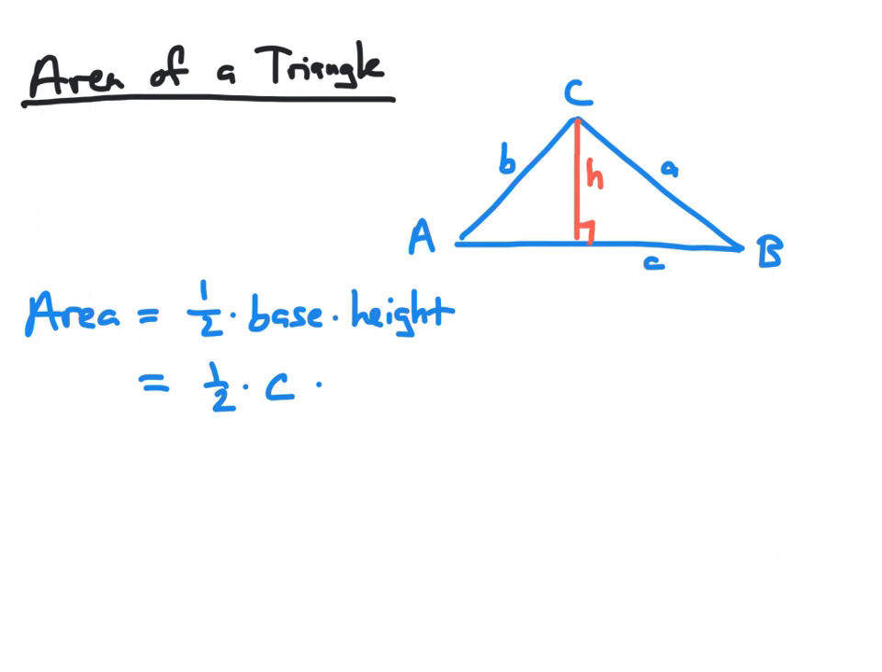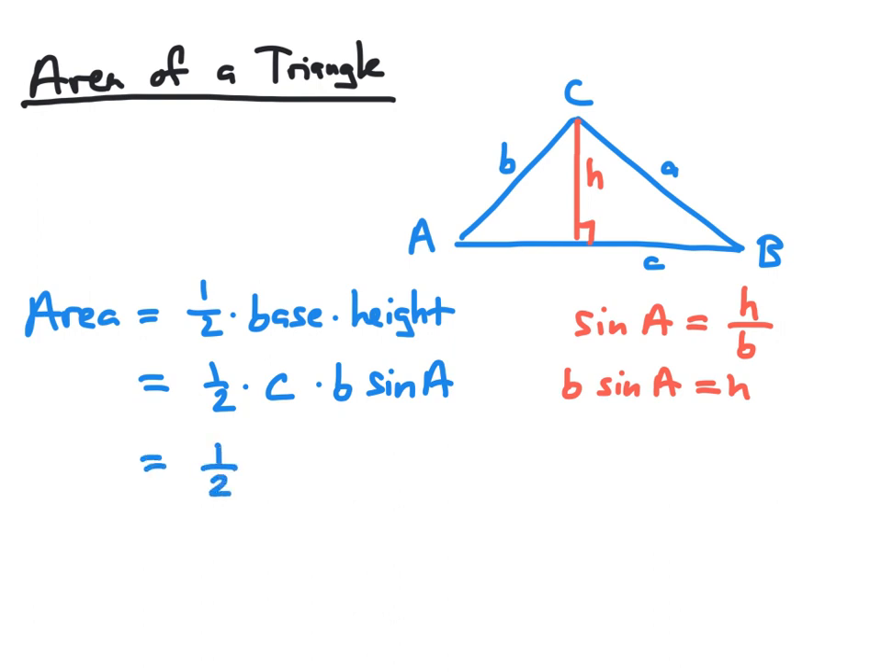However, by looking at the left side of our triangle, we might see that the sine of angle A is going to be the height H over side length B. And so we can multiply by side length B on both sides here to get that B times the sine of angle A is equal to H. And so now we can substitute this into our formula here. Instead of the height, we have B times the sine of capital A. And if we wanted to, we could reorder these so that they're in alphabetical order. So we have B times C times the sine of A.